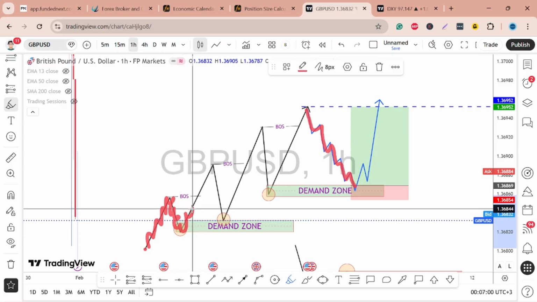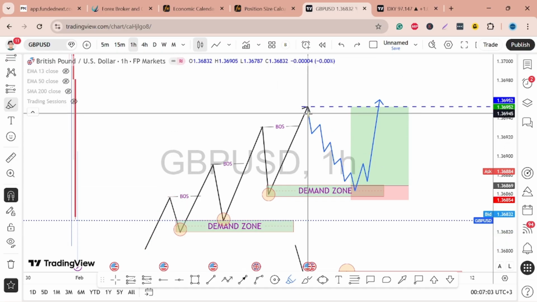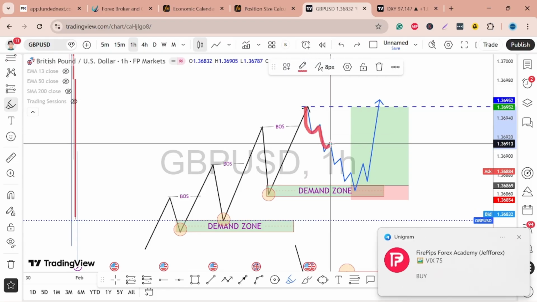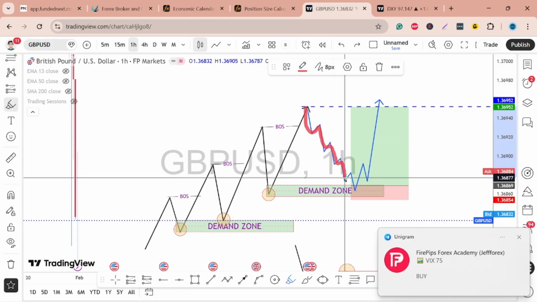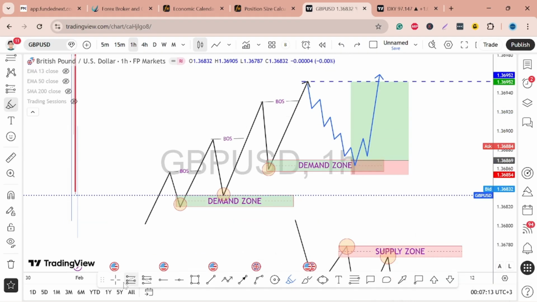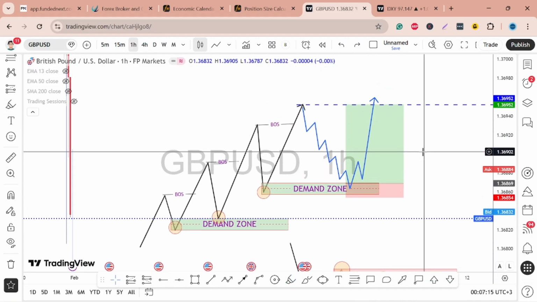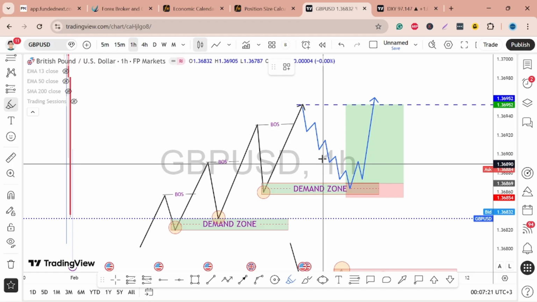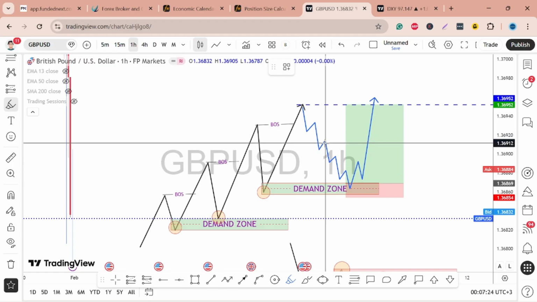So you want to pay attention when the market is pulling back to your point of interest, in this case, which is the demand level. So as soon as you see the market is pulling back to your area of interest, or point of interest, whatever you want to call it, that is when you pay attention to the market. That is when you are interested in trading that particular asset.